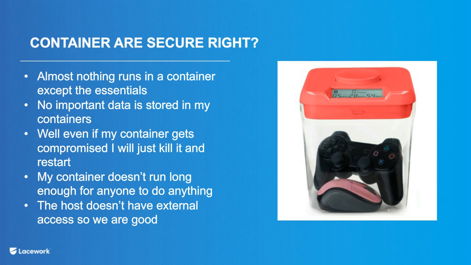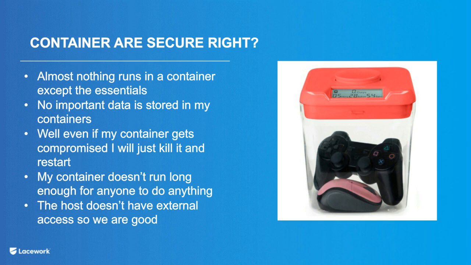Now, I'm sure we have all read or heard from someone trying to justify that containers are just secure as they are. It typically goes along the lines of, hey, almost nothing runs in the containers except for the essentials, so really what's the problem? Or, I don't actually store any real data in my containers, so there's nothing to really get compromised. One of my favorites, though, is, well, even if my container gets compromised, I'll just kill it and restart the container. What I think is really funny about that is I don't then always hear them say, let's figure out how it got compromised, and let's figure out how to fix that before we put that container back into production. Seems like they go hand in hand, but they don't always.